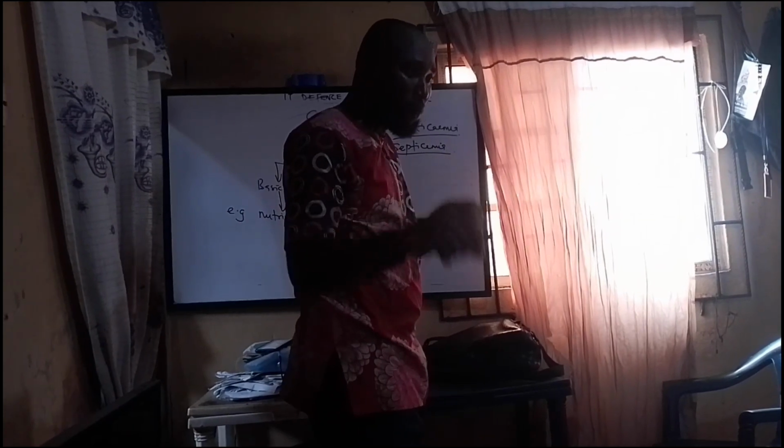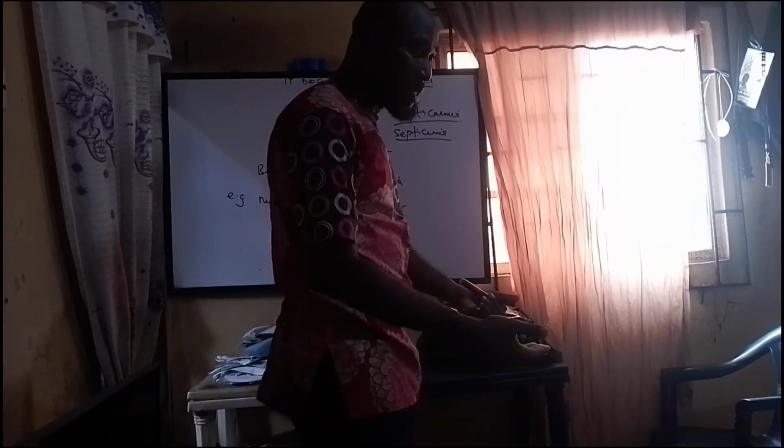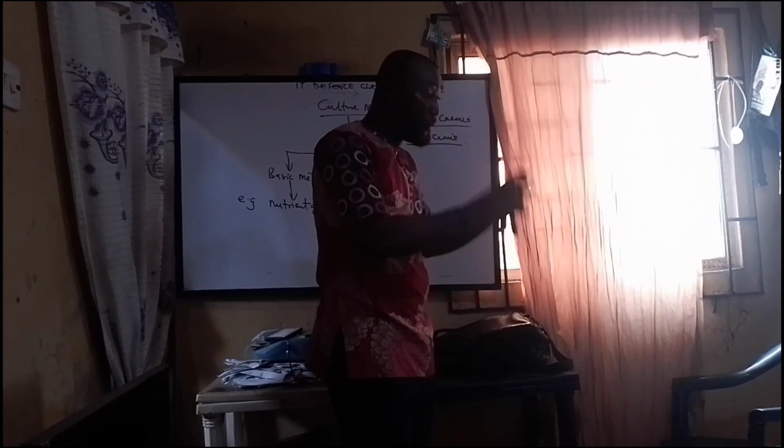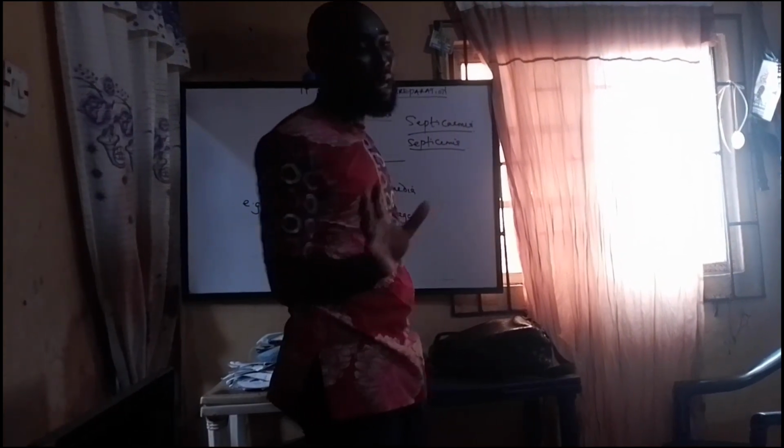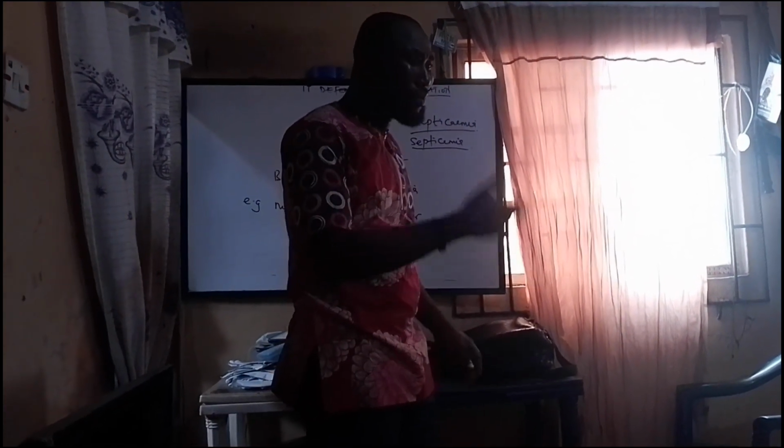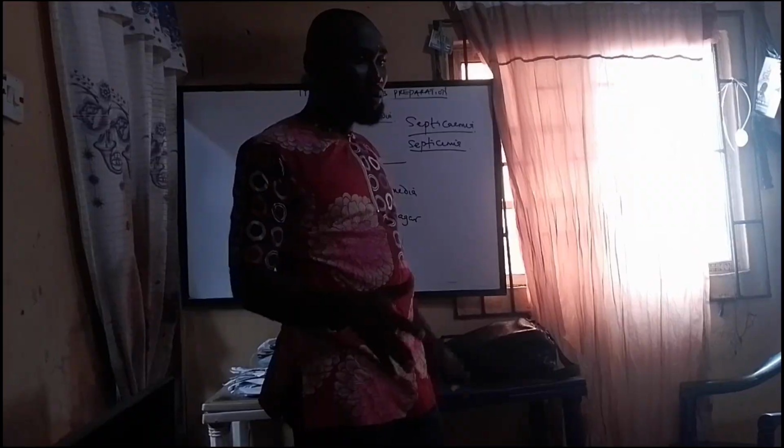Then you will do microscopy for it. You put it on a glass slide. Then you also prepare a culture for it. You now view under the microscope to see if you see anything inside. So there are different types of sampling when it comes to culture.